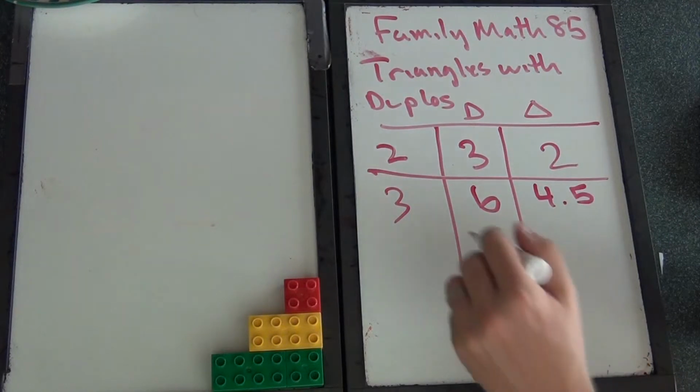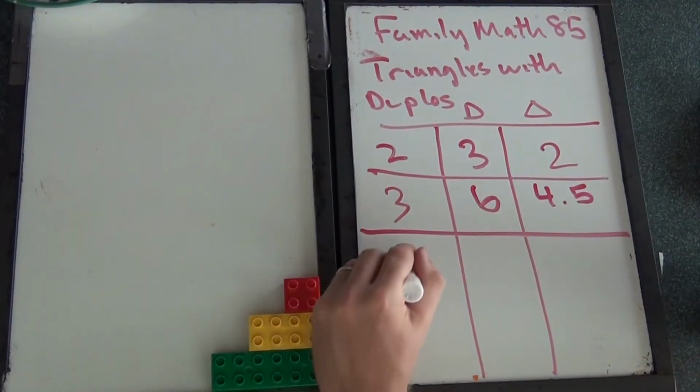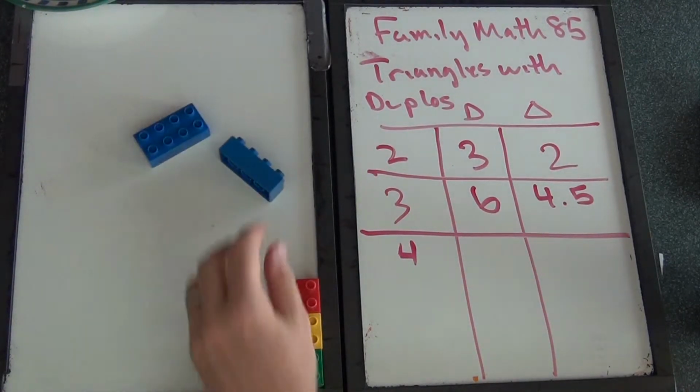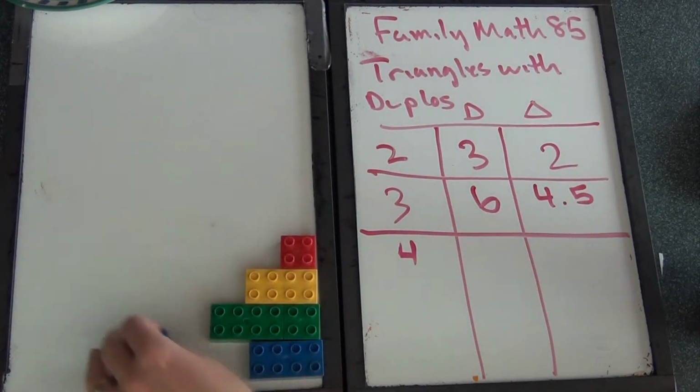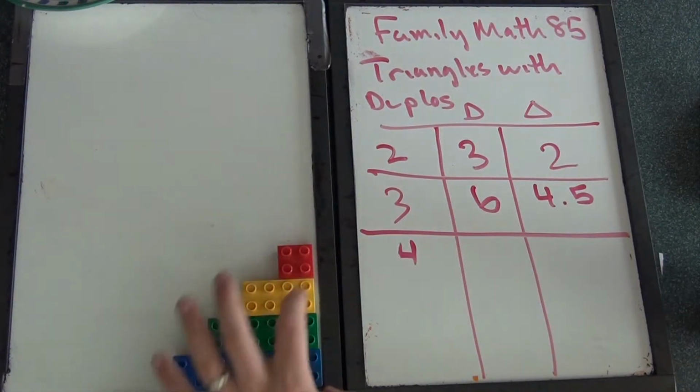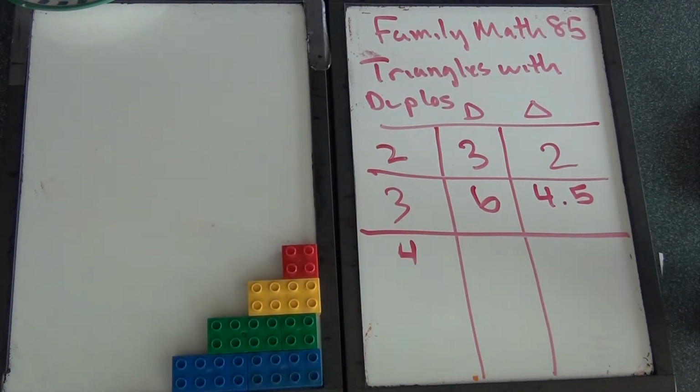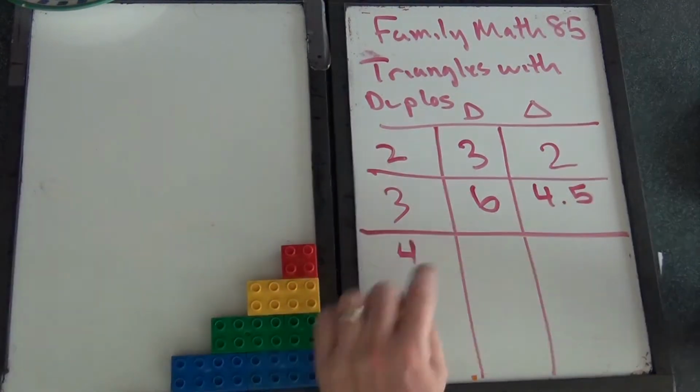Okay. Now let's do it with 4 layers. How about blue? All right. So now our duplo triangle is 4 long and 4 high, even though it's not a perfect triangle, right? How many duplos does it take to make this triangle? It's got 1, 2, 3, and 4. Well, actually, it's 10. I just added 4 to my 6.